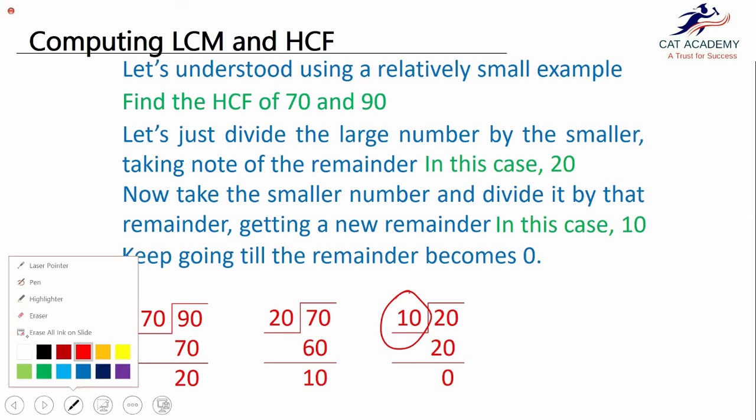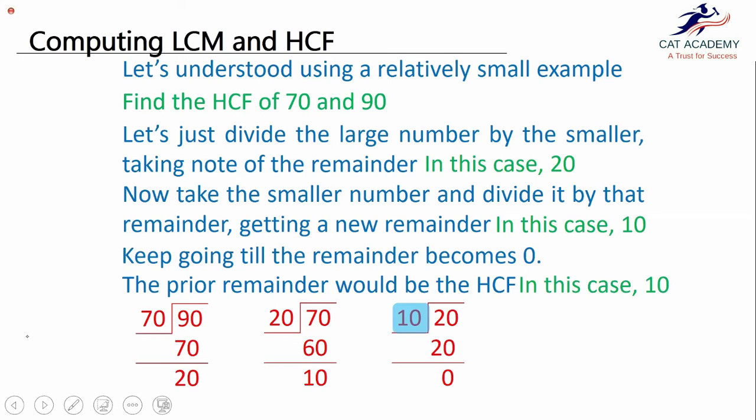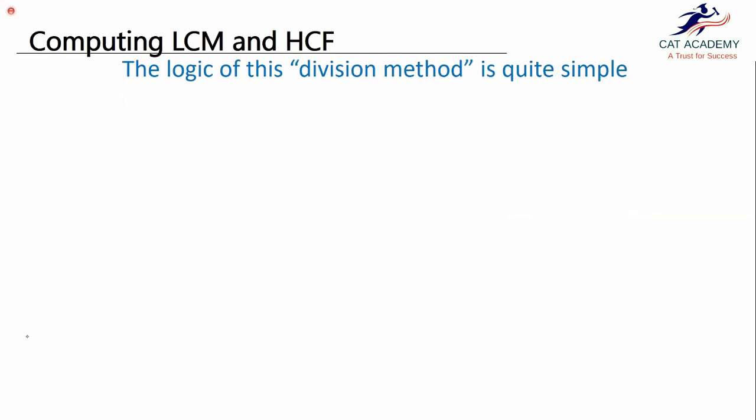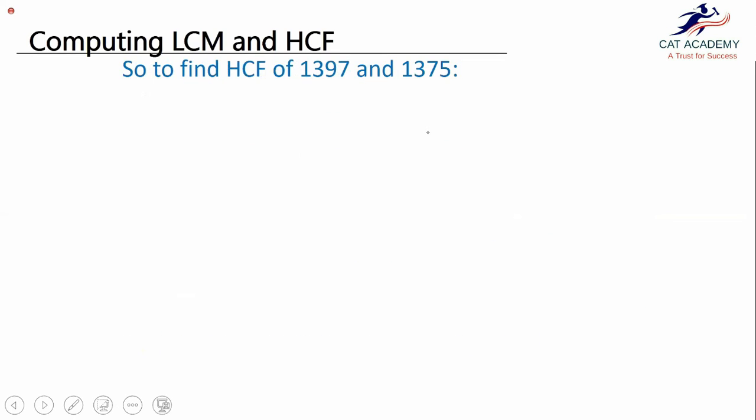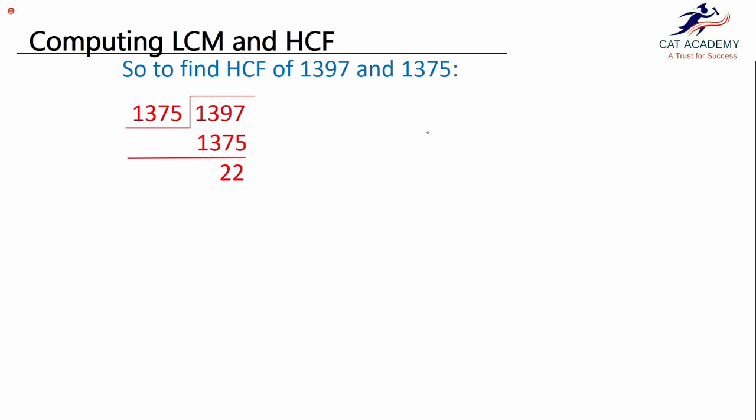Okay. So let's try it for the bigger numbers that we checked earlier. We'll not really need it to look at the logic, but let's look at this. 1397 and 1375. So divide. What's the remainder? 22 is the remainder. So divide 1375 by 22.